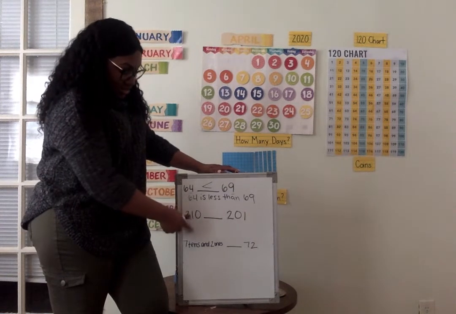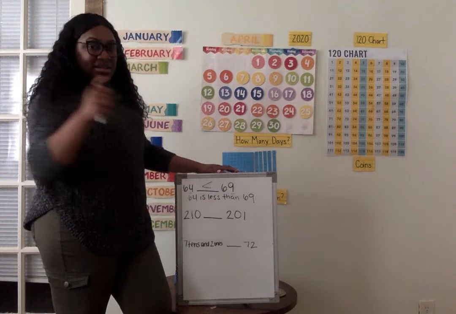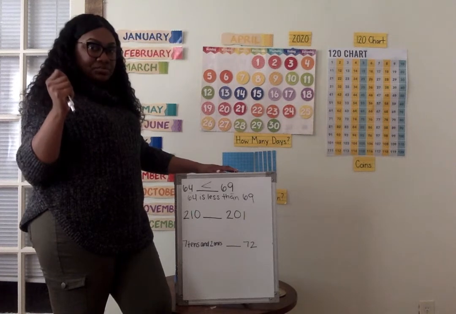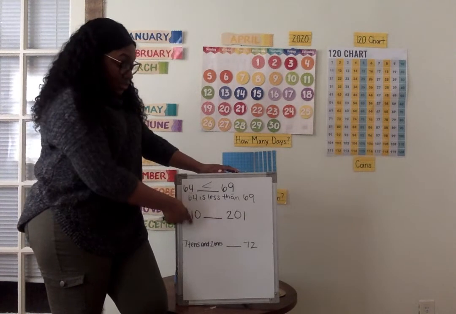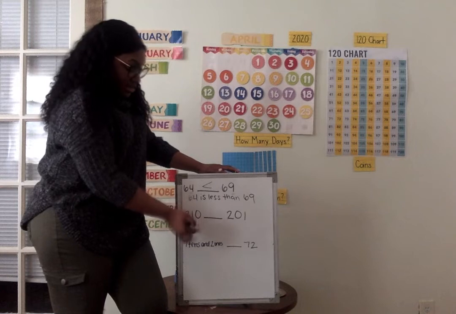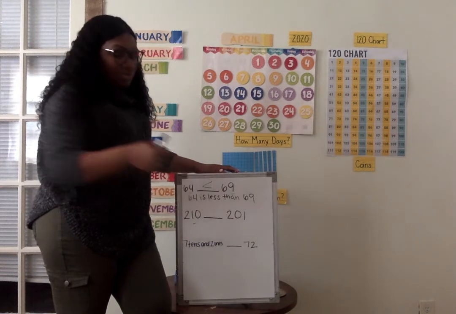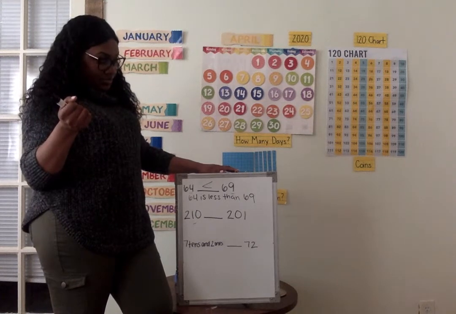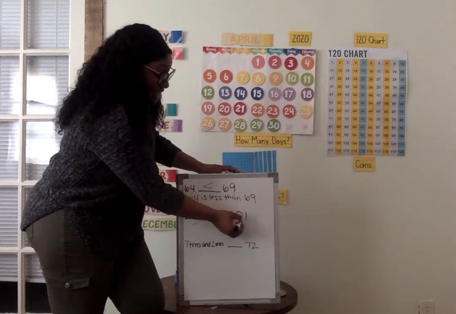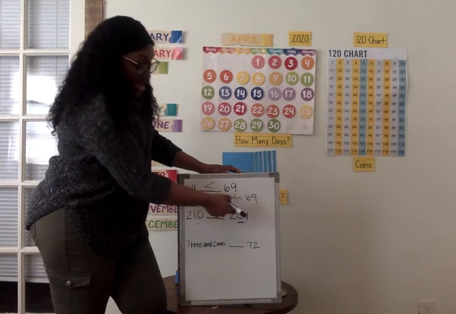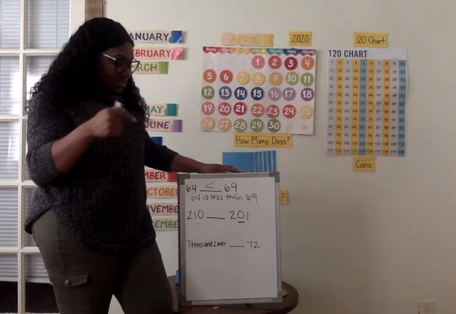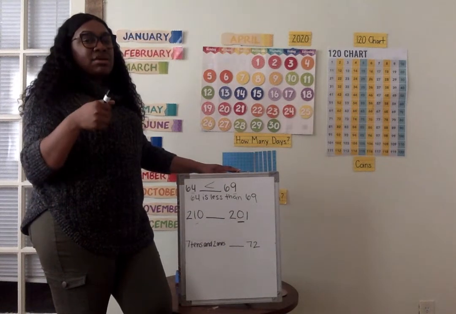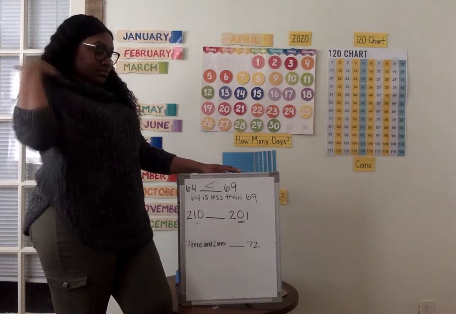Let's look at the tens place. What number is in the tens place in the number 210? That's right, there's a 1 in the tens place here. And what number is in the tens place in the number 201? That's right, there's a 0 in the tens place. So now that we know that, what number is the alligator going to want to eat?